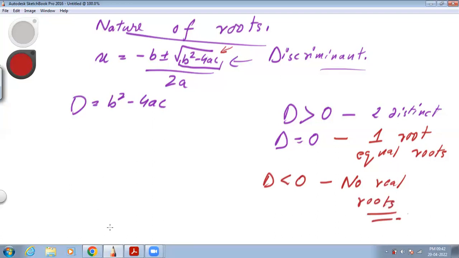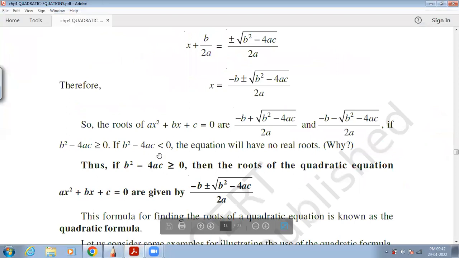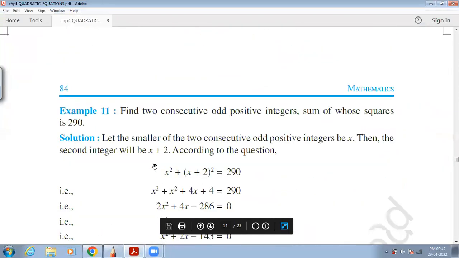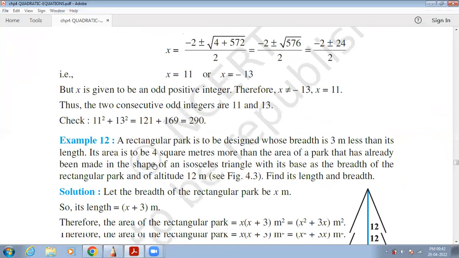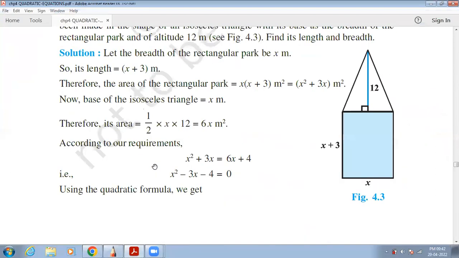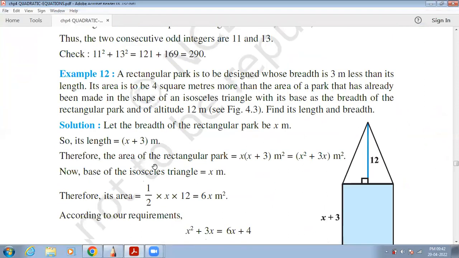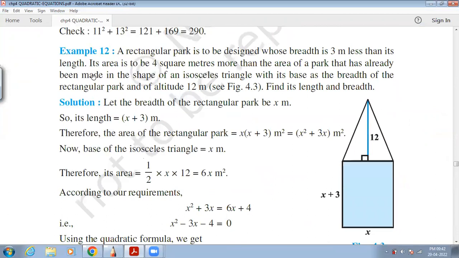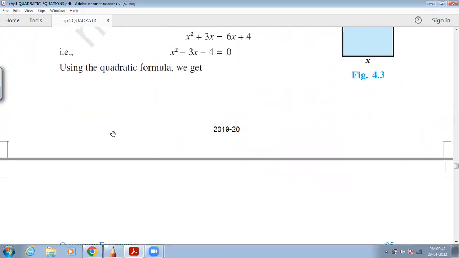So there are certain questions now. If we just move ahead, let's just keep moving. Now see, please solve all the examples and try doing all these questions. So a rectangular park is to be designed. This example 12 is very important.